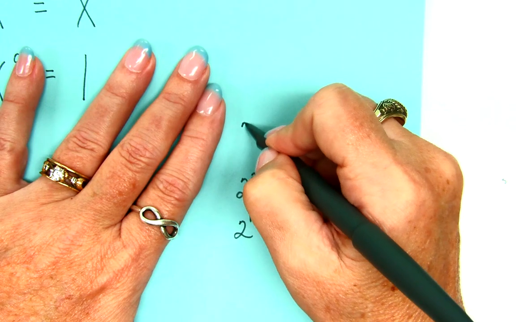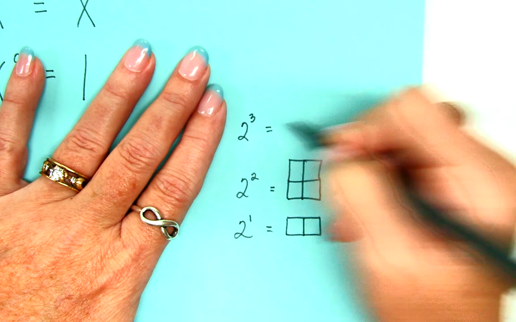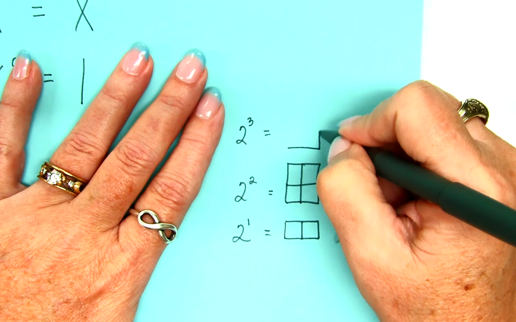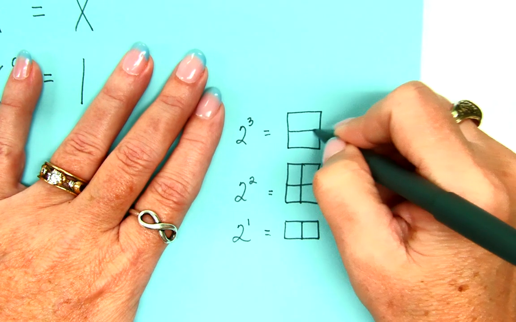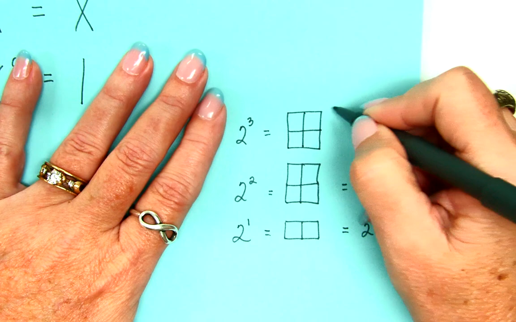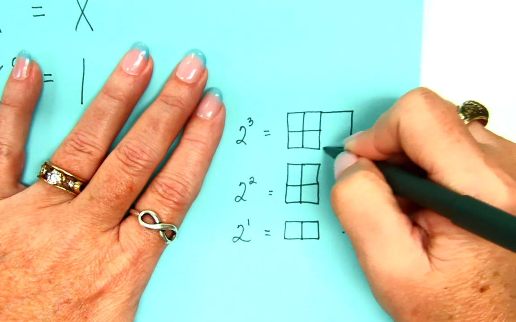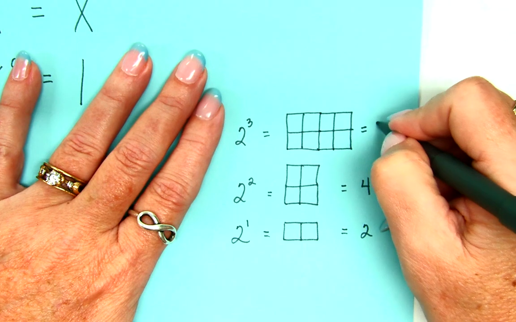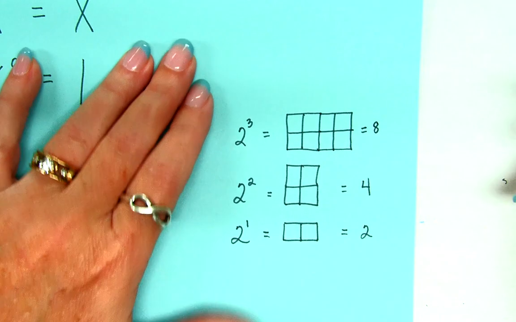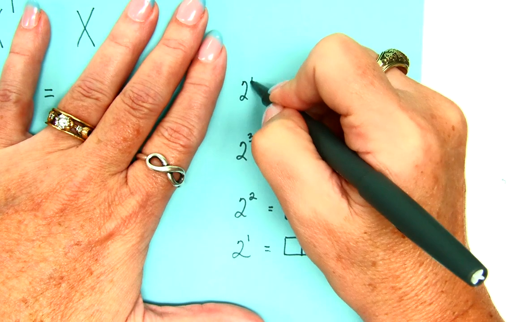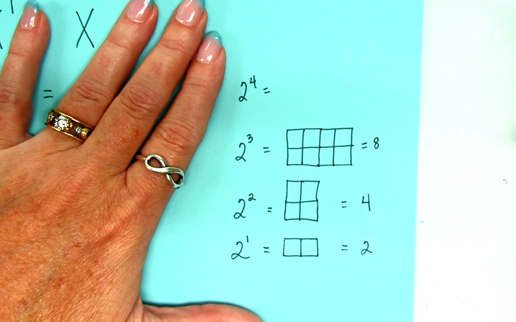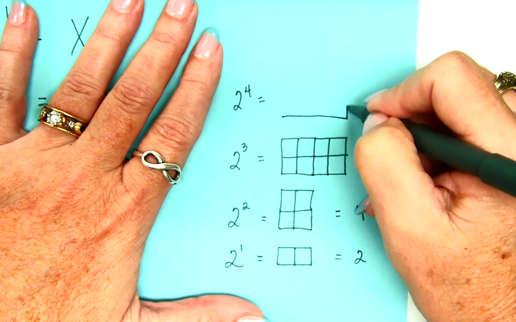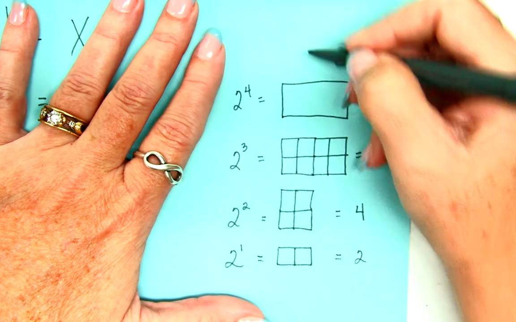Well, what does this mean? I double this again. So I take what I had before. That's what I had before, right? And then I double it. So how many are there now? 8. And then, what does this mean? Double it again, right? Double this one. So I take what I had before, and I double it.